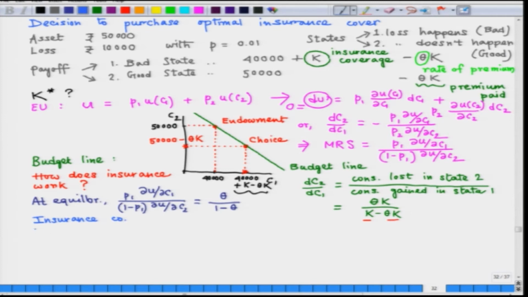So, we have to find out expected value of the profit, because profit is a random variable in this case. Note that it does not matter which state is realized, the company will get this theta k amount always, because that is the premium already paid to the company by the consumer.